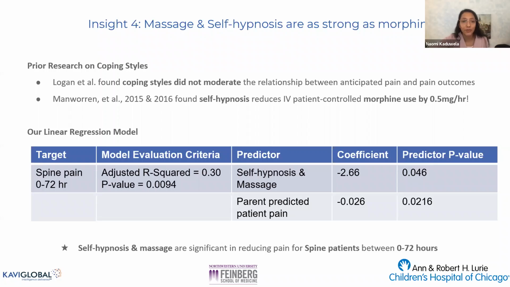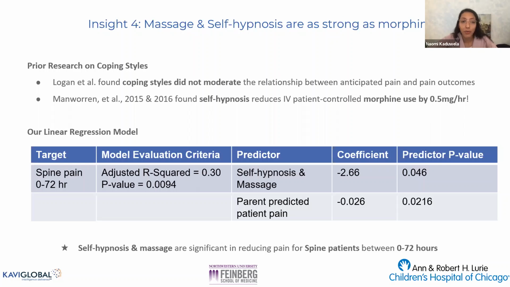So here you can see we've looked at the adjusted R-squared, which is just a modified R-squared to adjust for the number of predictors, and it's 0.3, which is pretty good in this realm of scientific journal publications to look at, as well as the p-value is significant around a 0.05 threshold.